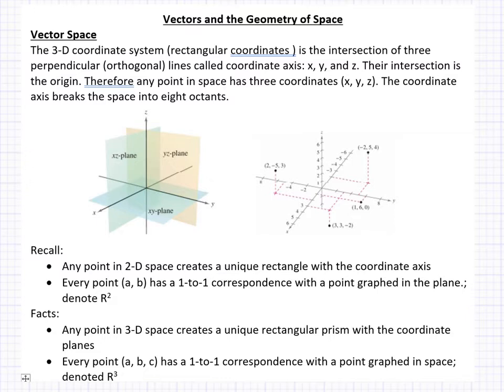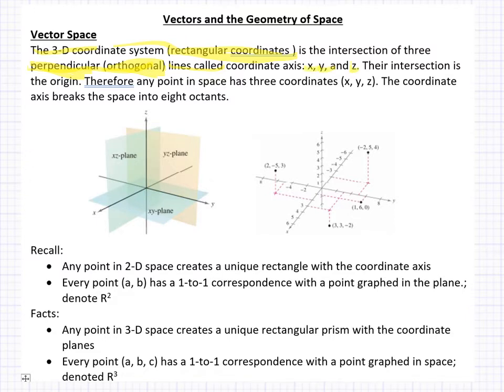Okay, it's a rectangular coordinate system, much like the 2D space was as well. It's the intersection of three perpendicular, we'll also say orthogonal and perpendicular, we'll talk about those terms, but they meet at a 90-degree angle, lines with coordinate axis X, Y, and Z.